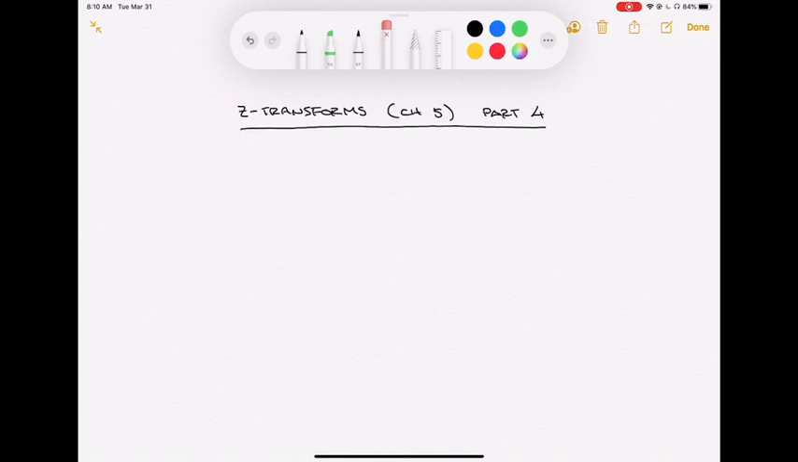So let's look briefly at the process of how we would go about finding the solution to a linear difference equation. So this is all about solving linear difference equations using Z-transform methods.